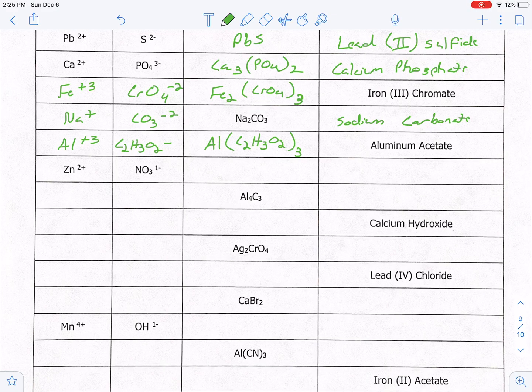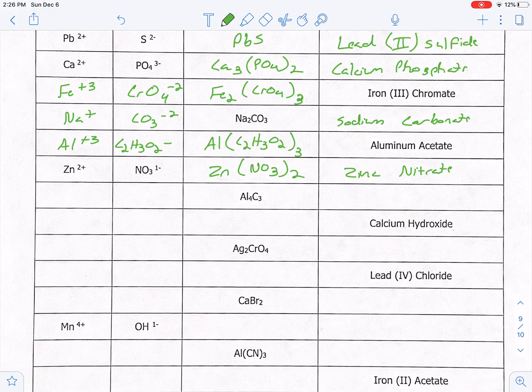Zn plus 2 with the NO3 minus 1. Not balanced, so crisscross. So 1 zinc. And I'm going to need 2 nitrates. Okay, so zinc is in that kind of transition metal group, but it's always stuck at a plus 2 charge, so we don't need a Roman numeral. Okay, so this would just be zinc nitrate.